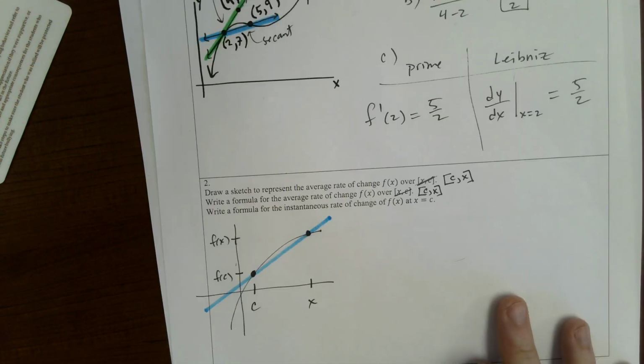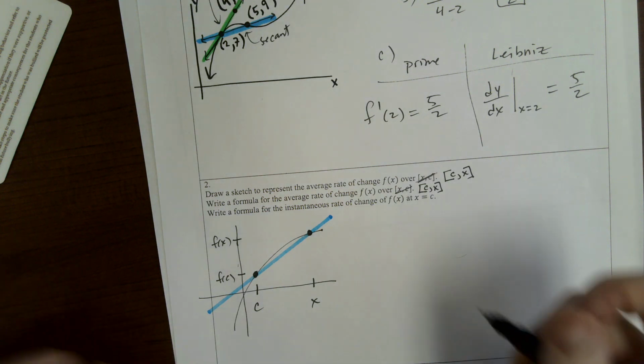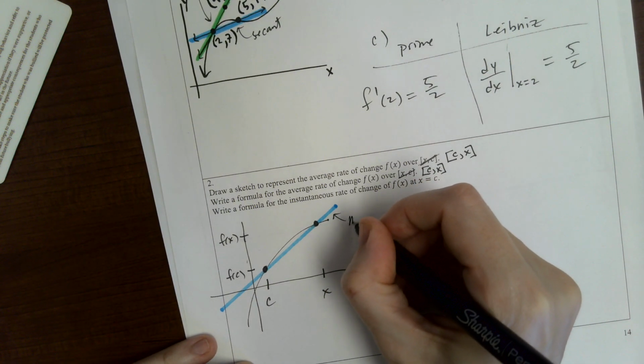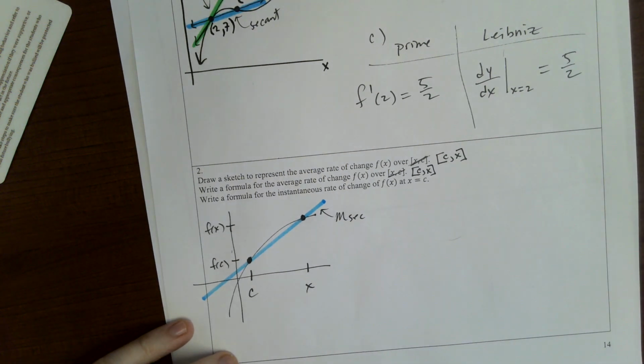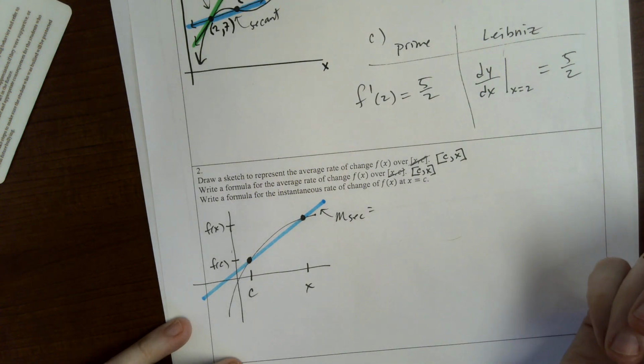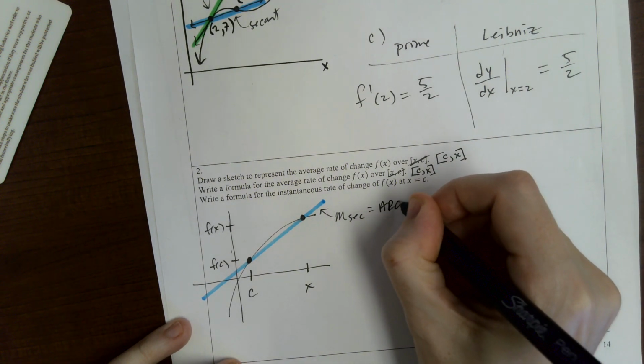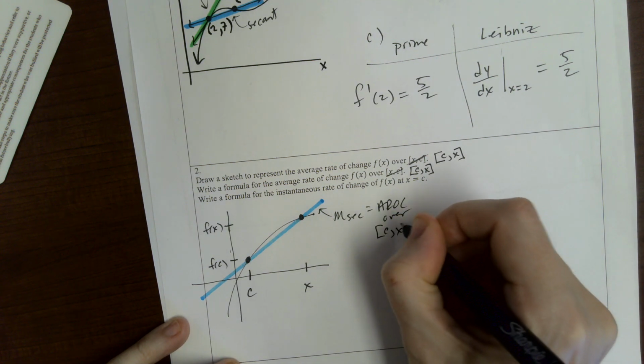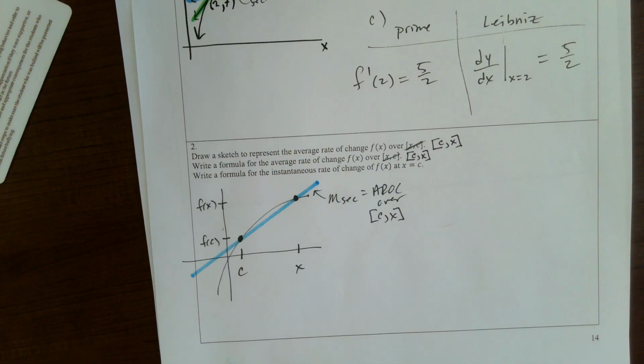Okay, so right there, the slope of this secant line is equal to the AROC over c to x. All right, so that was the first part, drawing a sketch. So that's what we did.